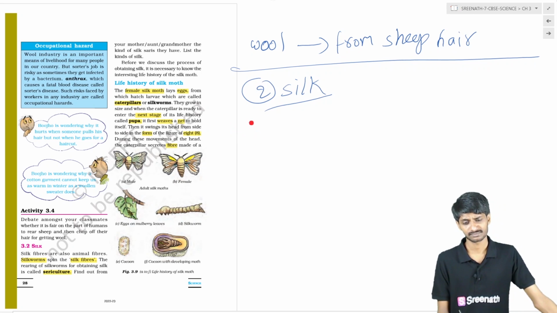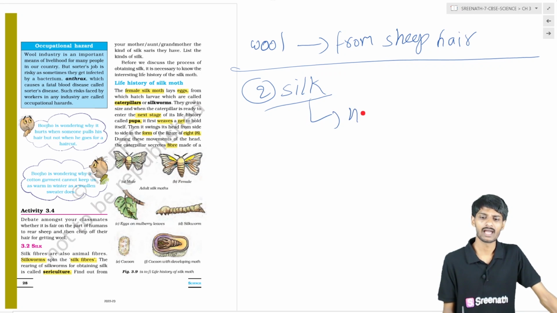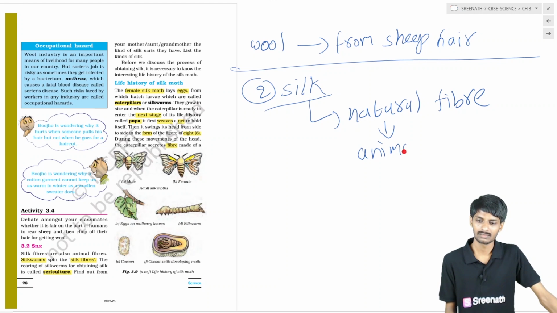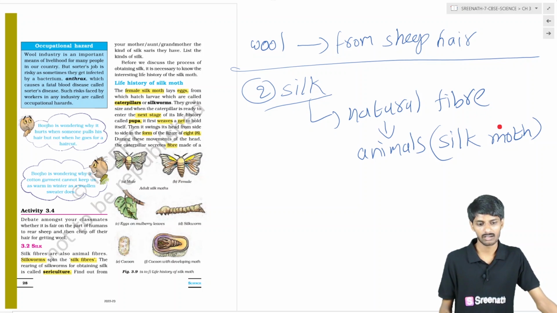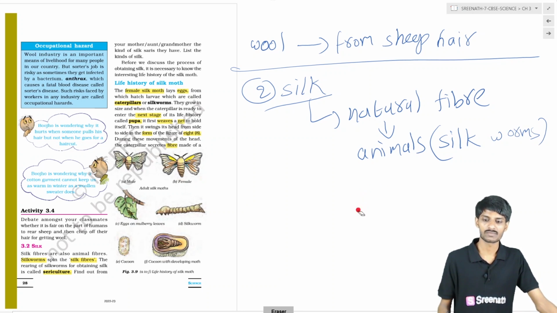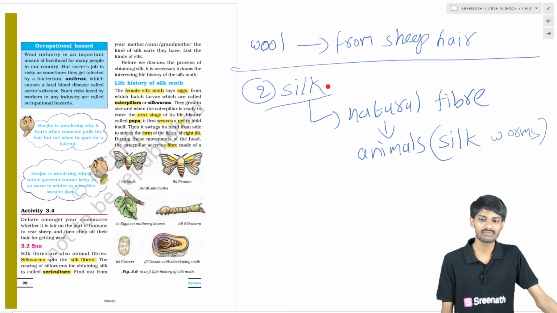Silk is also a natural fiber, and this natural fiber is from animals. Which animal? Silk is from the silk moth, from silkworms. Silkworms spin the silk fiber. So silk fiber is a natural fiber from silkworms. It is from an animal, so it is an animal based fiber.